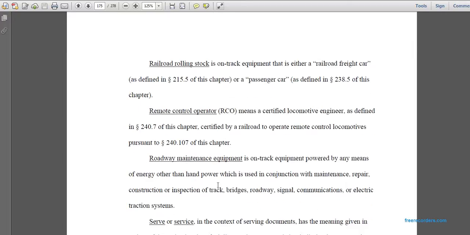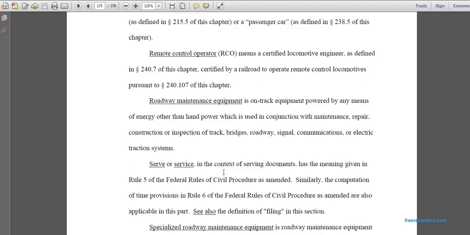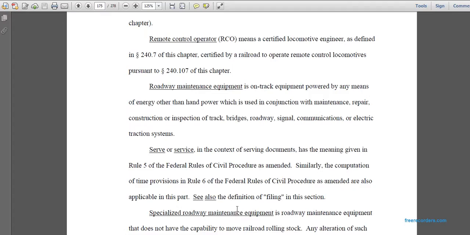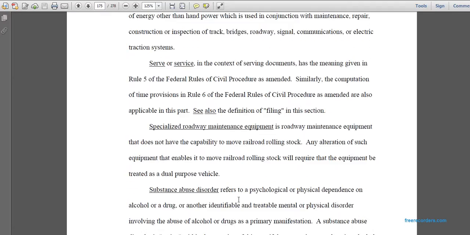Roadway maintenance equipment is equipment powered by means of other energy, or hand powered, which is used in conjunction with the maintenance, repair, construction, or inspection of track, bridges, roadways, signals, communications, and electric traction systems. Service, in the context of servicing documents, has the meaning given in Rule 5 of the Federal Rules of Civil Procedure. Rule 6 of the Federal Rules of Civil Procedure, similar to the computation of time provisions, is also applicable in this part. See all definitions of filing in this section.